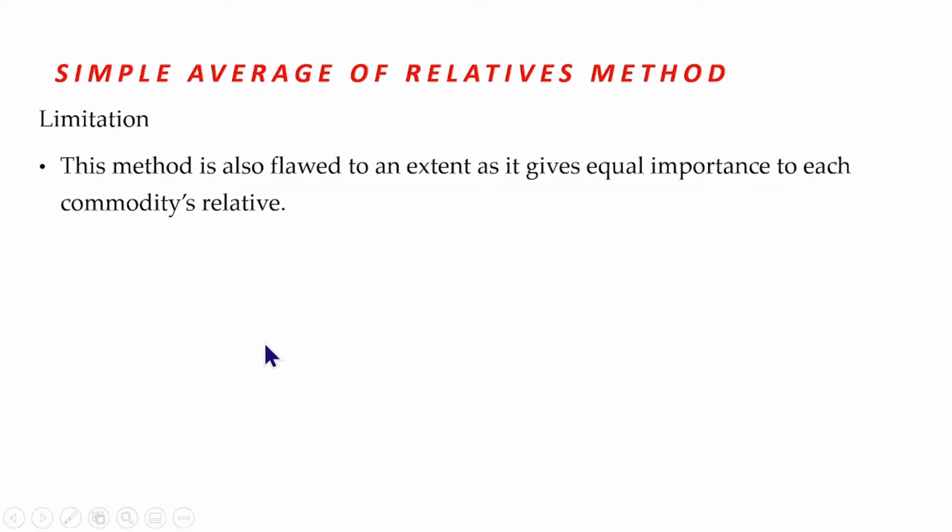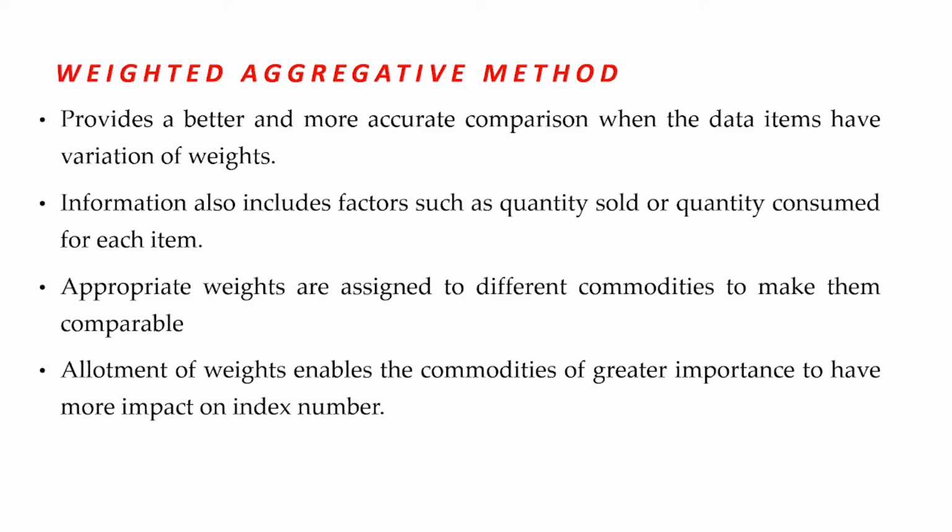Again, this method also has its own limitation. This method is also flawed to an extent as it gives equal importance to each commodity's relative. So again there is a problem in this method also. So we will move on to the next method. The next method is called the weighted aggregative method.